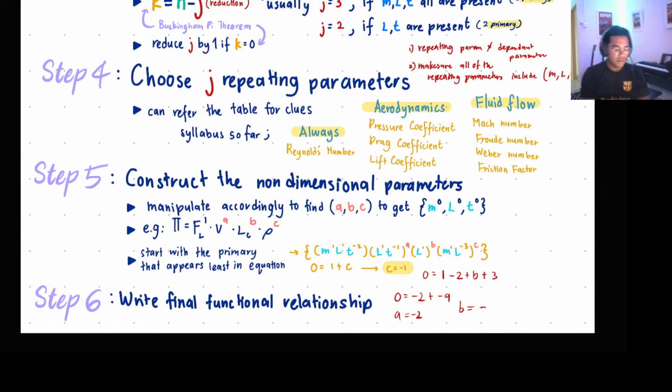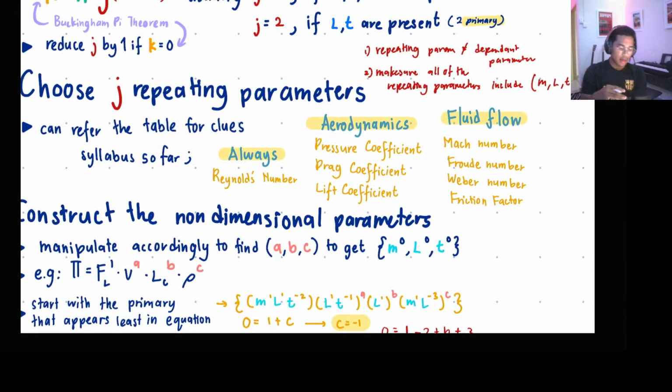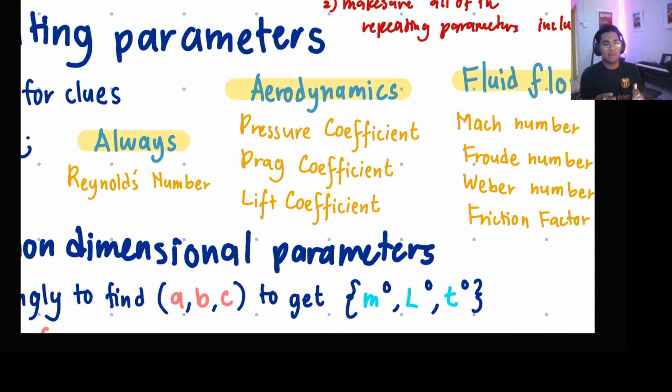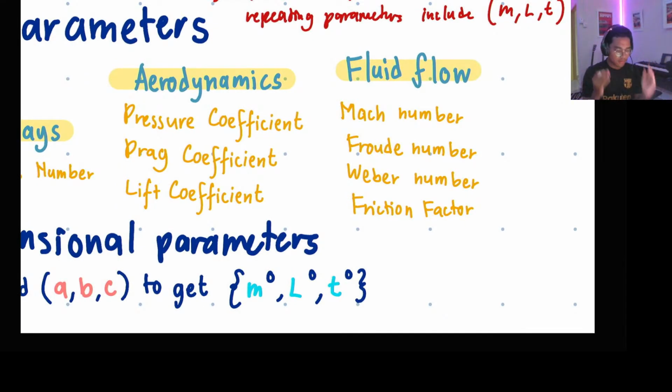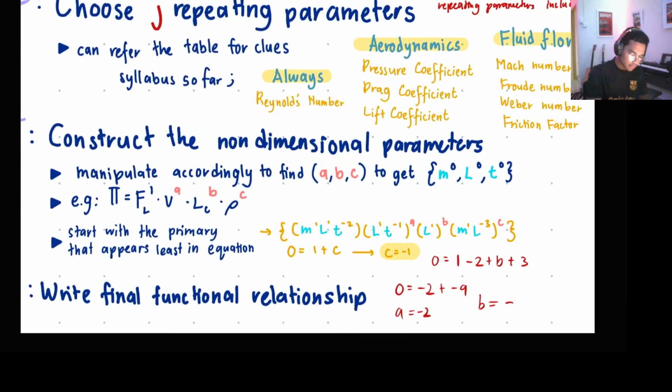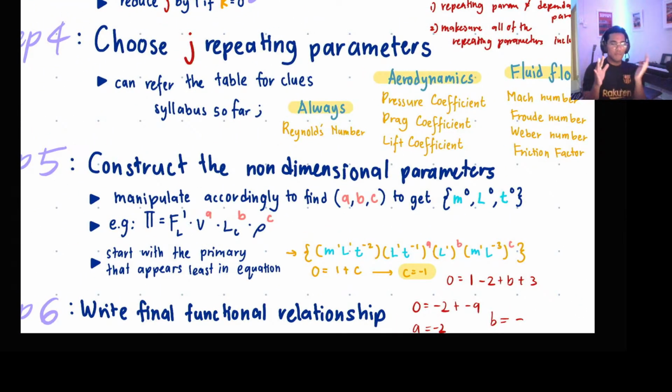Okay, and then we construct the non-dimensional parameters. But before that, I have summarized which non-dimensional parameters we already learned, so that you guys don't need to worry about the other parameters. Reynolds number is always there when there's internal flow and anything to do with the dynamics of a motion. Then we have aerodynamics, pressure, drag and lift, and also fluid flow. The Mach number, Froude number, Weber number, and friction factor. So that is how we choose the repeating parameters.